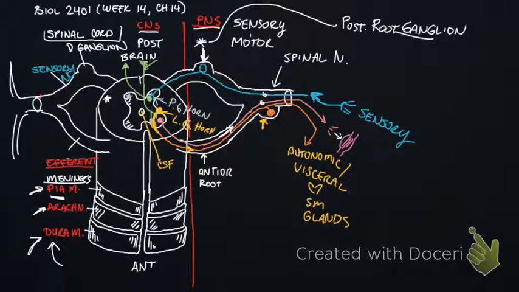I think the only ones I didn't label here were the anterior gray horn and I think the posterior root. So hopefully that's just review from lab. Okay.